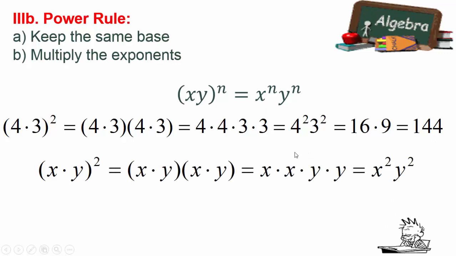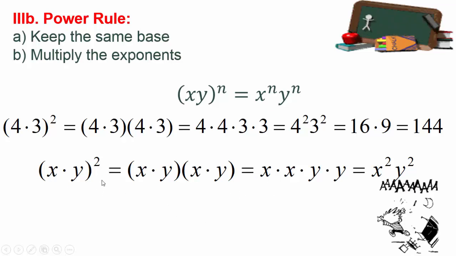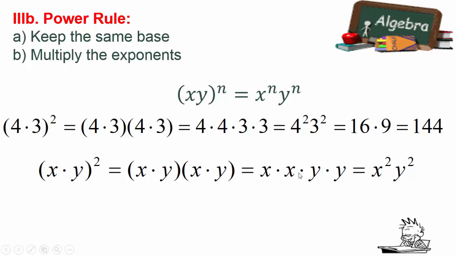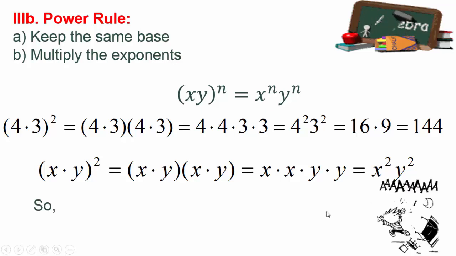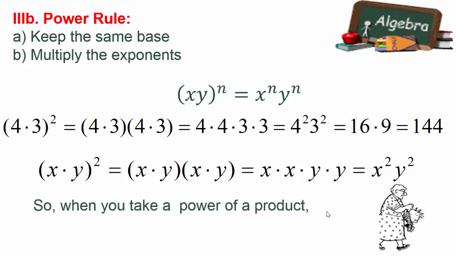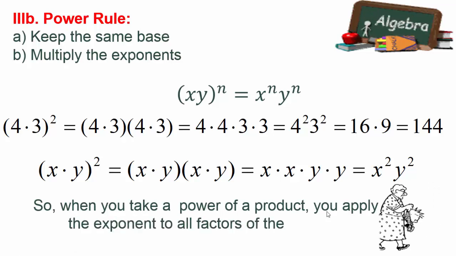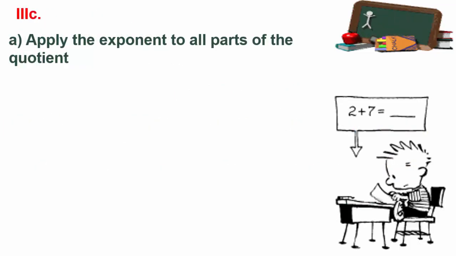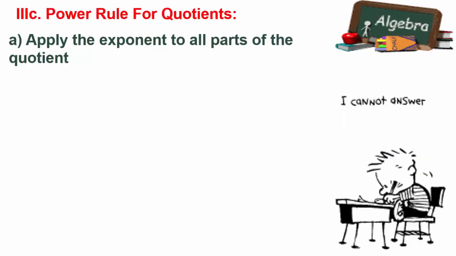Now, if I do that with variables, it's the same idea. So instead of numbers, I used x and y, squared. I bracketed them, x times y times x times y, and then I rearranged the x's, I rearranged the y's, and that was the same thing as x squared, y squared. So when you take a power of a product, you apply the exponent to all of the factors of the product. And in C, when we have the power rule for the quotient, it's the same idea.